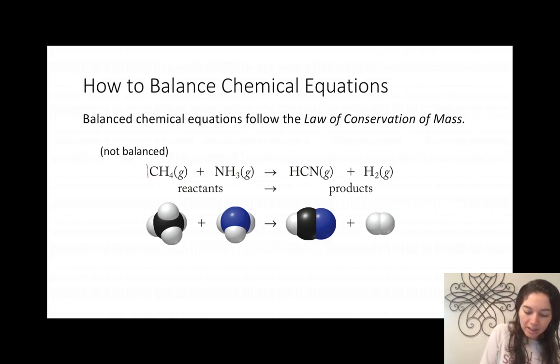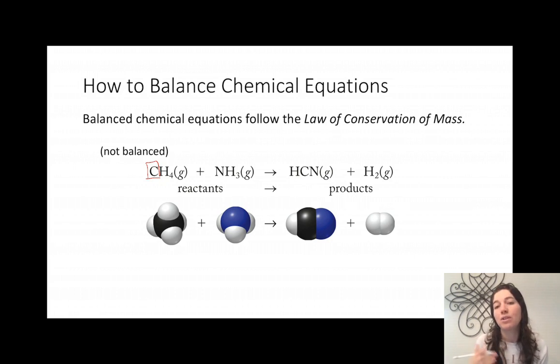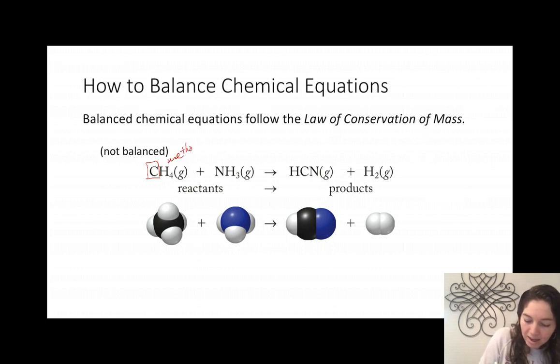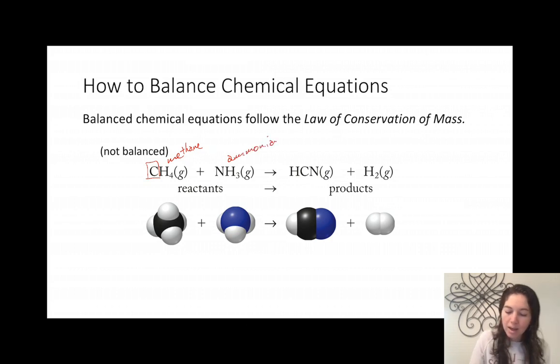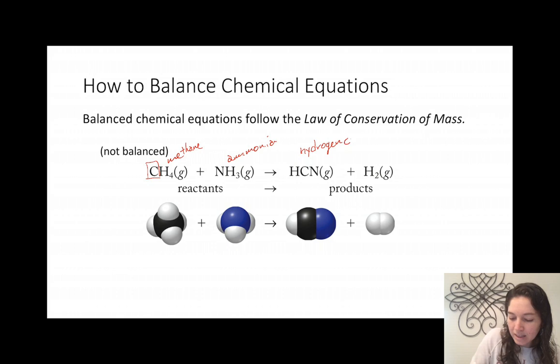So what I like to do is identify each element on each side and just verify that they're balanced on each side, and if not, add coefficients in order to do so. So this is methane plus ammonia. It's methane gas plus ammonia gas, and it creates our hydrogen cyanide. Cyanide is a polyatomic ion, which is why you might not have heard of it before. And this is hydrogen gas.